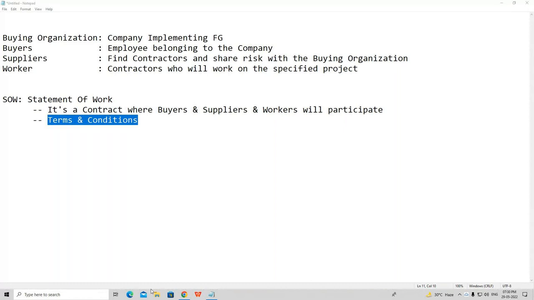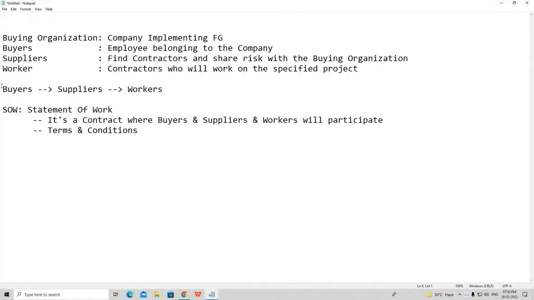Okay, very good. So this buyer cannot directly say anything to the worker. And for any work, suppose your manager is there. The manager is basically saying, oh, Fieldglass is there, very good, create one SOW template. Now, this manager cannot directly say this to the worker. The worker will say, boss, who are you? I don't understand. So what will happen? The manager will say it to the buyer. The buyer will say it to the supplier. Then the supplier will send a mail to the worker and then the work will happen.